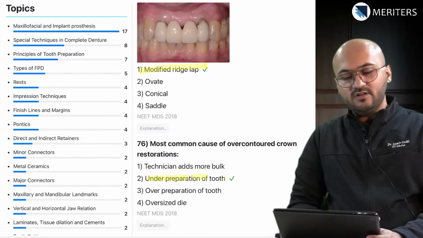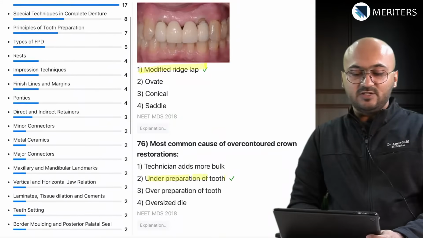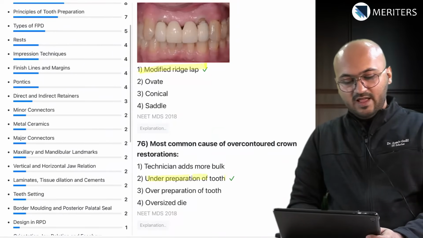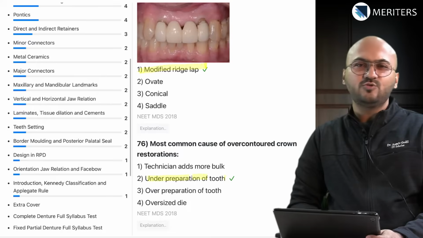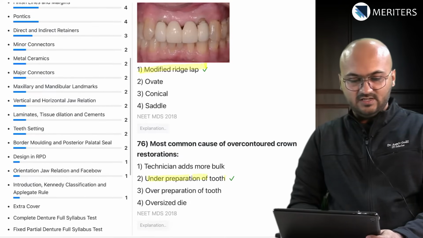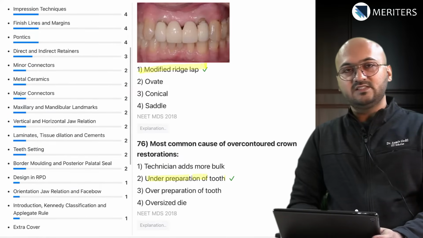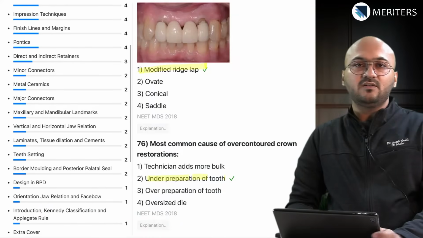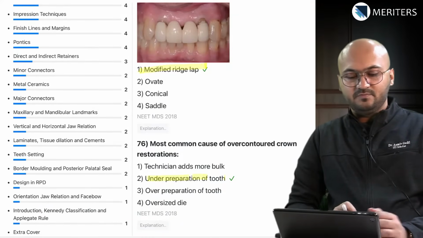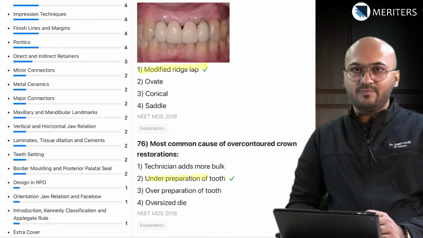Then as you look forward, special considerations in complete denture and principles of tooth preparation are most important, and less important are very factual questions. Here you see a lot of clinical questions, a lot of relevant case-based questions with images. So make sure your focus areas is divided amongst all the topics equally, because you can expect a mix of everything in the exam.